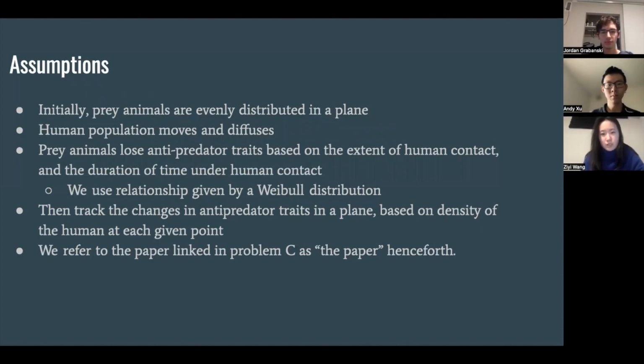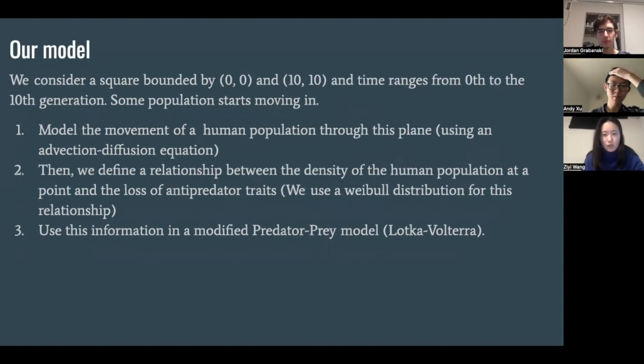In the rest of the presentation, we'll refer to the problem C bibliography as the paper. In our model, we consider a square bounded by 2 points, and time ranges from the 0th to the 10th generation. We modeled the movement of the human population throughout this plane using the advection diffusion equation. And then we define a relationship between the density of human population at a point and the loss of anti-predator traits, for which we use the Weibull distribution. And then we use this information in a modified predator-prey model.